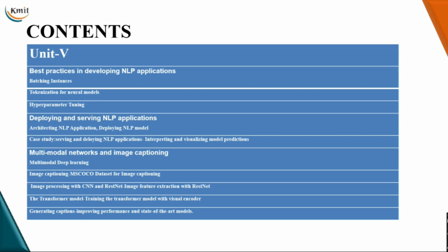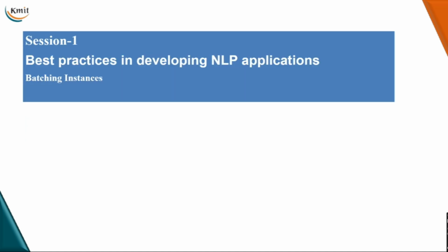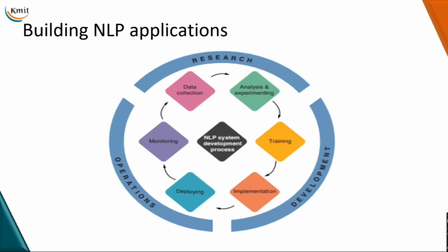Along with multi-modal deep learning, we will also see image captioning, which is another important application of NLP. We'll see image captioning on the MS COCO dataset. We'll see how we process the image with a CNN, image feature extraction with ResNet, and we will try to build a transformer model, training the transformer model with a visual encoder and generating captions, improving the performance, and state-of-the-art models. So first, let's begin with best practices in developing NLP applications. The first topic for today is batching instances.